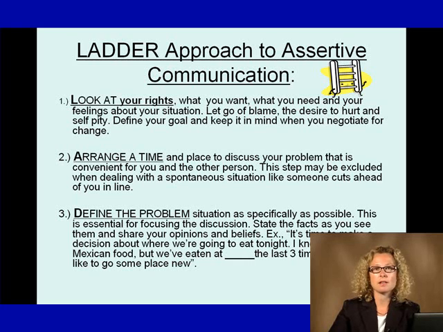Next, we work on the skill of arranging a mutually agreeable time and a place for a conversation. We then help the patient learn to define the problem or statement that they would like to make as specifically as possible. We work on just stating the facts and making a clear request or statement.